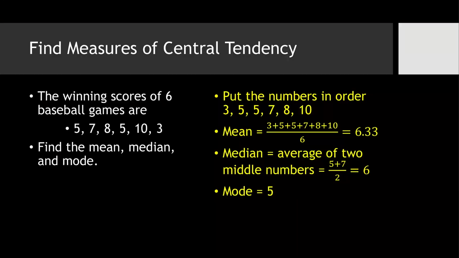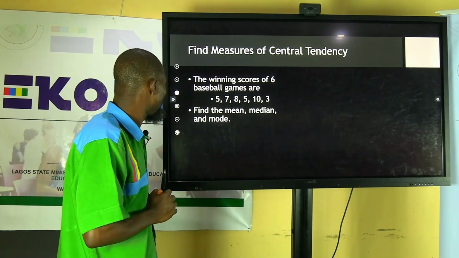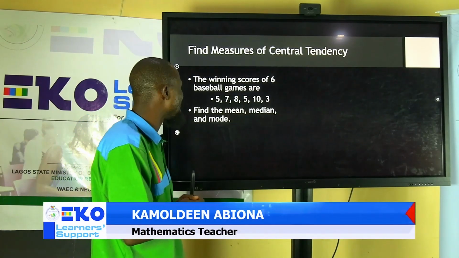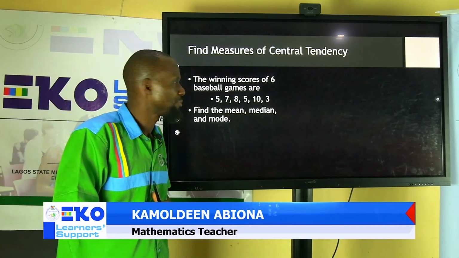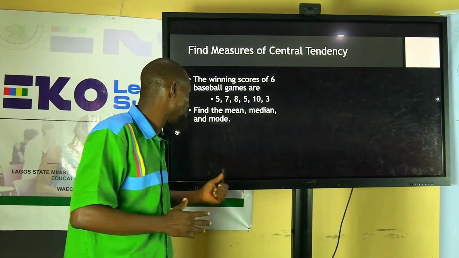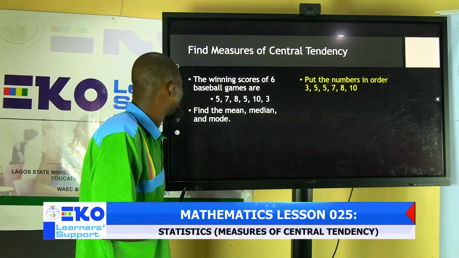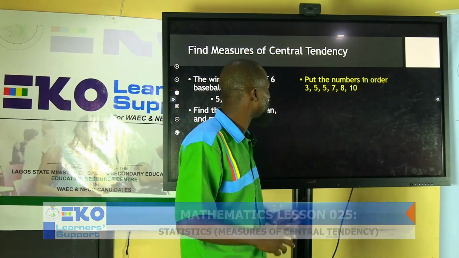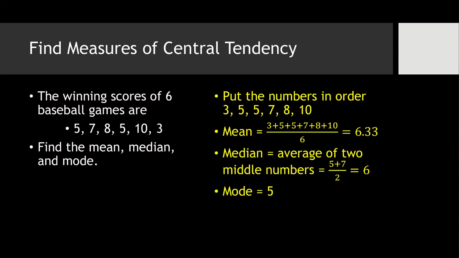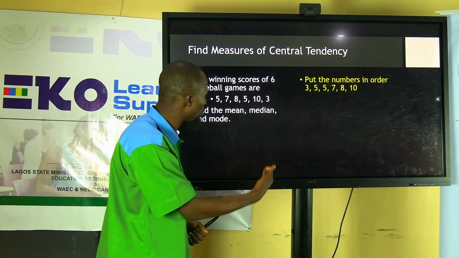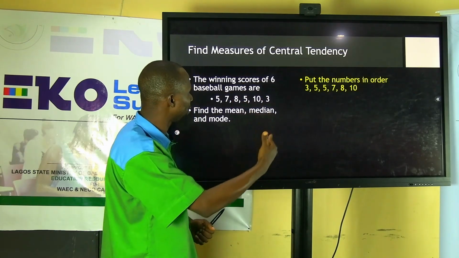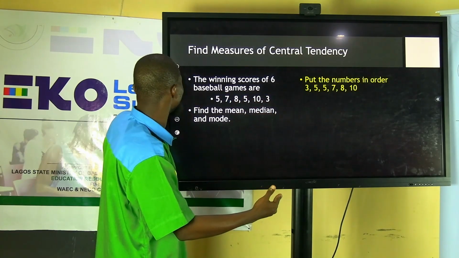The winning scores of 6 baseball games are 5, 7, 8, 5, 10, 3. Those are the scores. The question is, find the mean, median, and the mode of these scores. So the mean. What do we need to do? We want to see how we can arrange the numbers in order. If you arrange in order, 3 is the lowest number, followed by 5, 5, 7, 8, and 10.